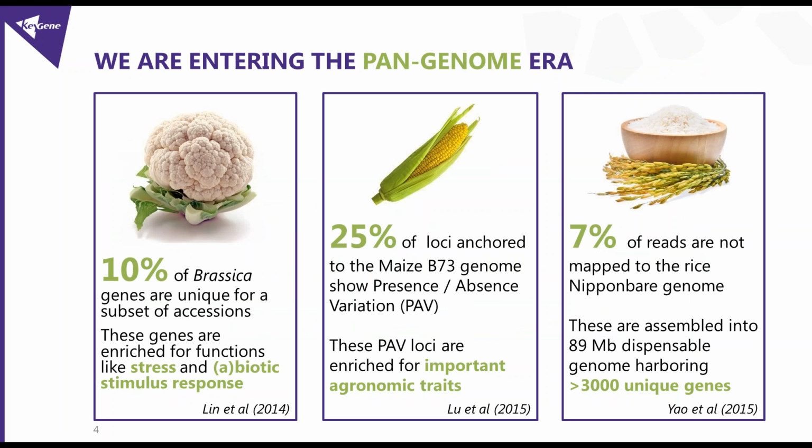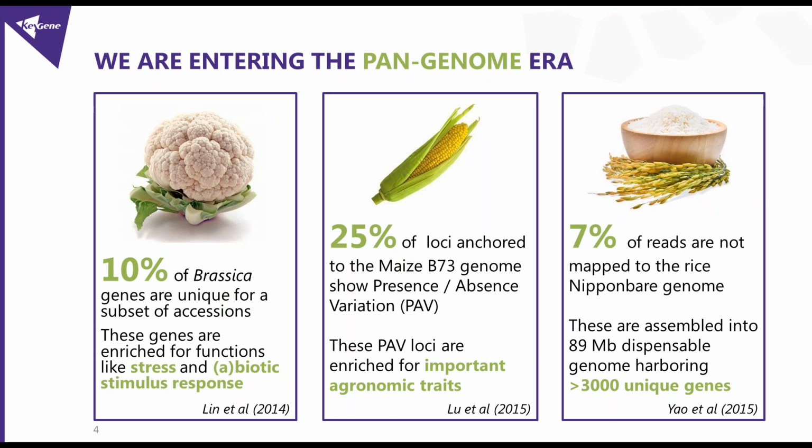Well, in the plant field, we're entering the pan-genome era. What we have seen over the last couple of years is that for many plant species, there is a substantial amount of genes and other interesting genetic variation that is not present in the reference genomes. This is found by sequencing many different accessions and taking, for example, a look at the genes which are present and absent, as has been done in maize, or looking at genes that are unique to subsets of accessions, as has been done in brassica, or to just take reads, map them to a reference genome, and find out that there's a lot of pieces missing from the reference genome.